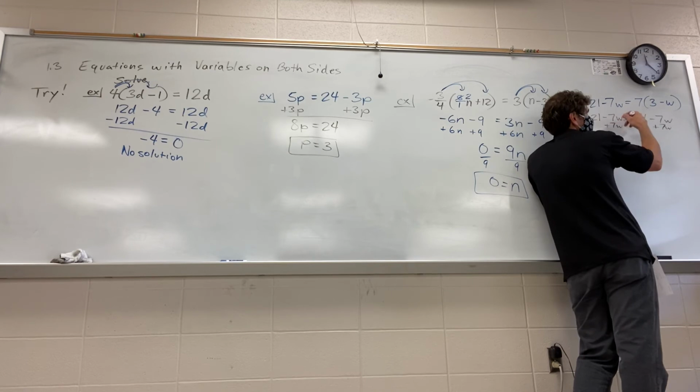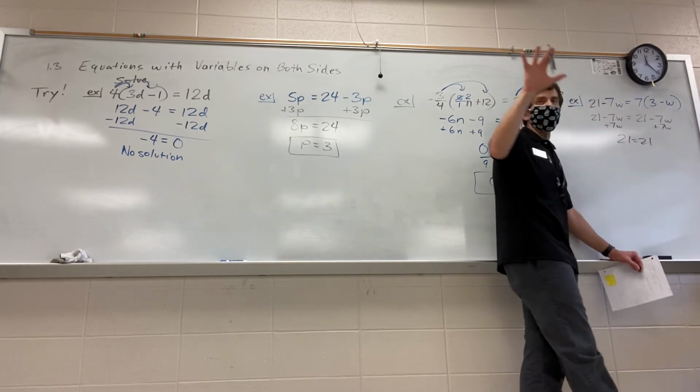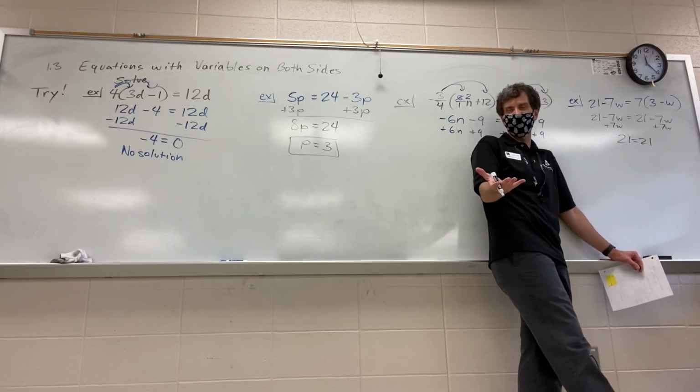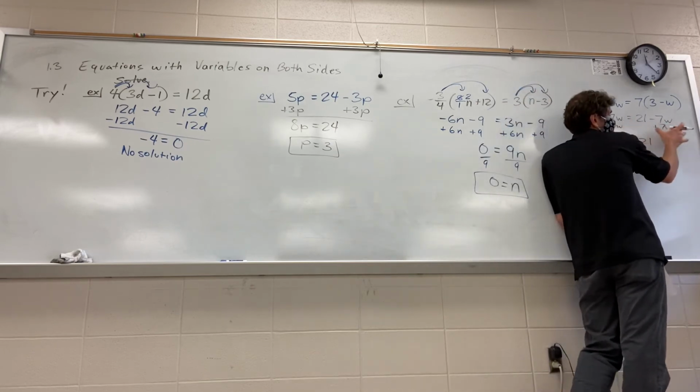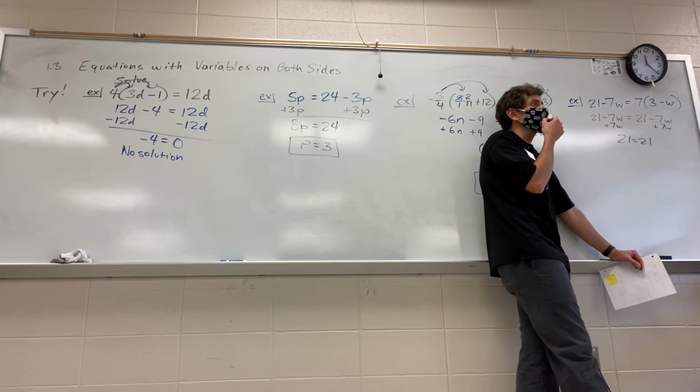In which case you find out, oh, that goes away. 21 equals 21. Or you could end up moving the 21s over as well, in which case you would get 7w. Well, but if you got the 7w's together and the 21s together, you would end up with 0 equals 0, wouldn't you?